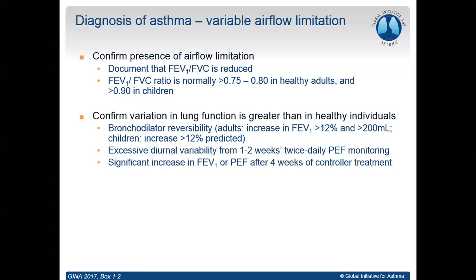And you can also look for diurnal variability using the peak flow meter. You keep recording the peak flow morning and evening. If there is a significant variation in the peak flow monitoring, that also suggests that the patient might be having asthma. And most of all, significant improvement in pulmonary function after starting treatment also suggests that the child might be having asthma. Okay.